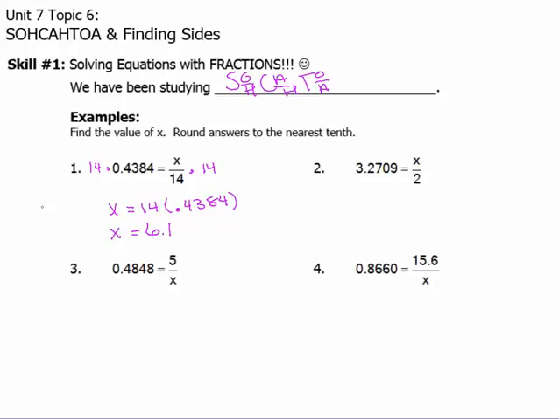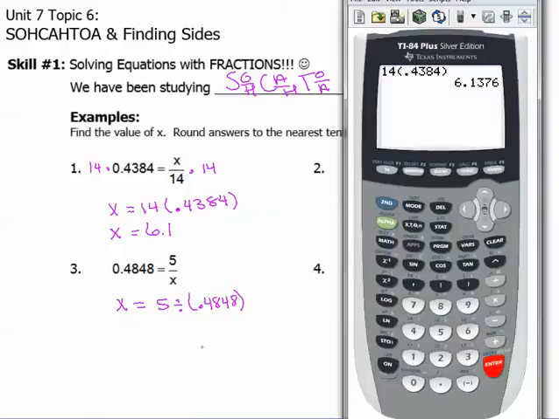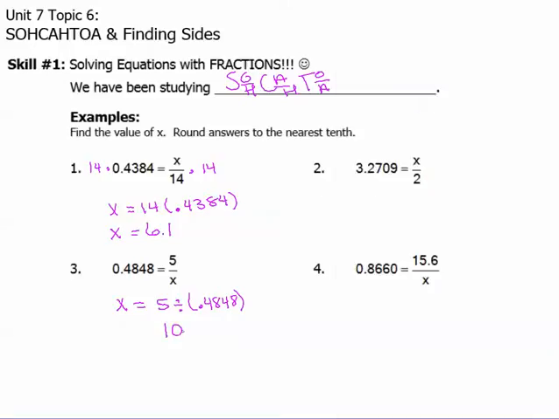Now I'm going to look at number 3 next. X is in the bottom, so instead of multiplying by x and then dividing, I can switch these two. So x would then equal 5 divided by, or 5 over, 0.4848. So if I look in my calculator, 5 divided by 0.4848 is 10.3. I'm only rounding to one decimal place because it tells me to round to the 10th.